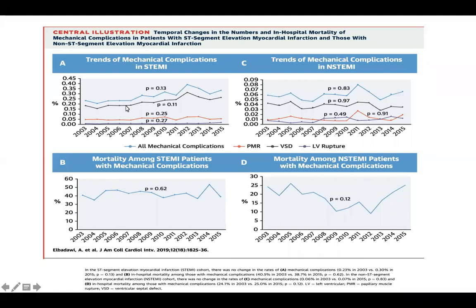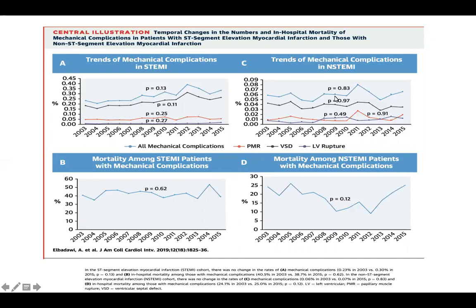Similarly, the commonest one is the VSR, then we have the papillary muscle rupture and free wall rupture, all of which have stayed the same over 12 years. Did we progress in the mortality? No. In 2003, the mortality in these patients was above 40%, like 42, 43%. Compared to 2015, there are bumps up and down, but mostly it stayed static at around 40%, which is the highest mortality rate in cardiac surgical procedures.